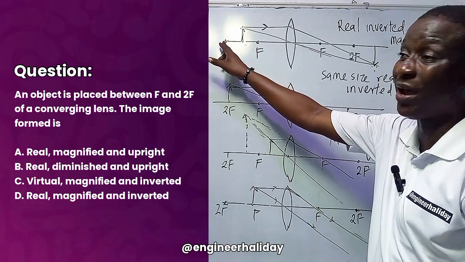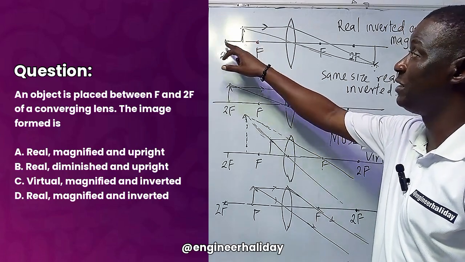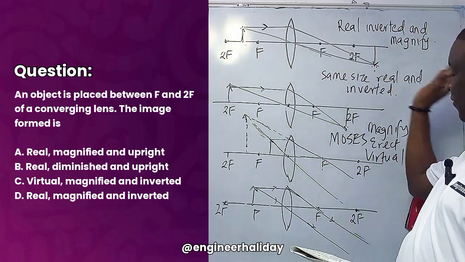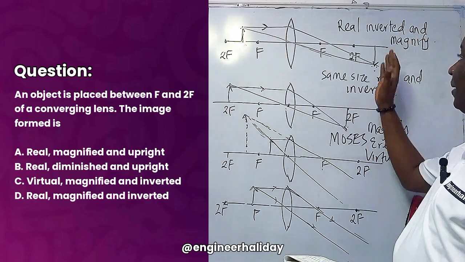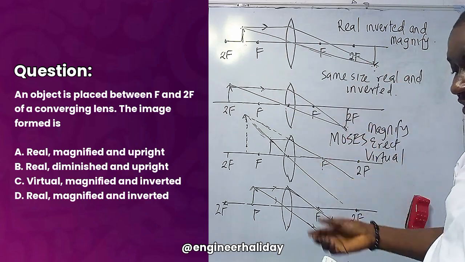So my assignment for you is this: what do we notice if the object is placed behind 2F? If the object is placed behind 2F, where will the image form? Describe the image and send it in the comment section.